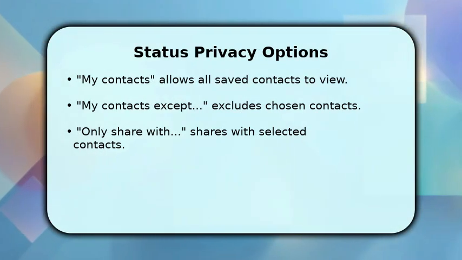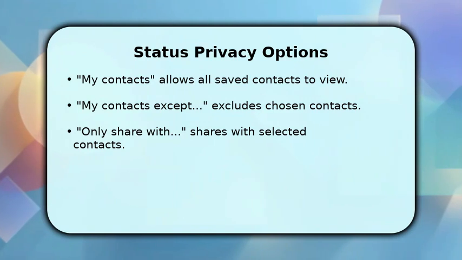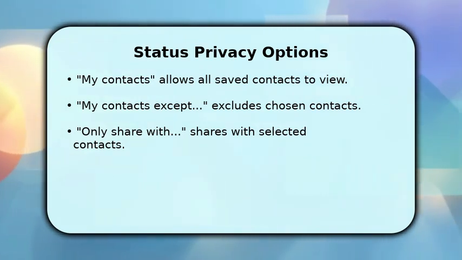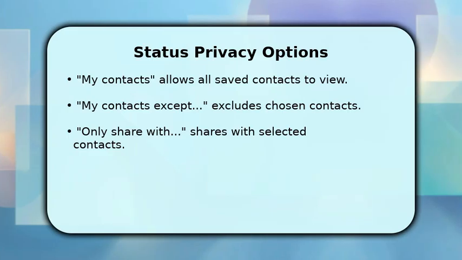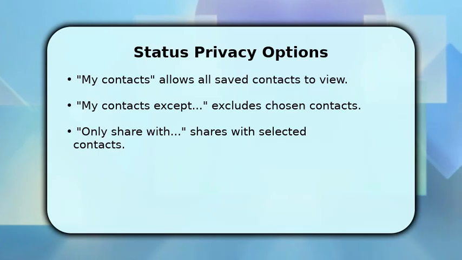WhatsApp offers 3 main privacy options for your status. My Contacts means everyone in your phone's address book who also uses WhatsApp can see your updates. My Contacts Except lets you hide your status from specific individuals you select. Finally, Only Share With allows you to handpick a select group of contacts who will be able to view your status updates.